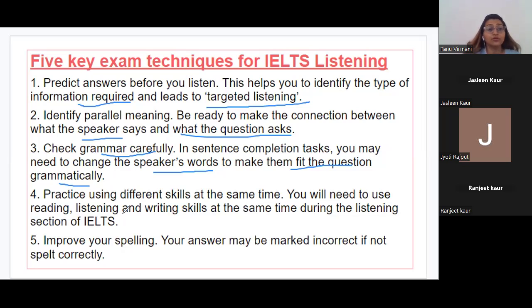So make sure you improve your listening skills, be a good listener. Improve your spellings. Your answers may be marked incorrect if not spelled correctly. Now, one disadvantage here is that in the reading test, you can copy the spelling from the reading passage. But in listening, there is no choice. You are going to listen to the word and then you have to write. So if you are a person who is not good with spellings, make sure you improve your spellings, because you are going to hear the word and then you have to write it. Okay.